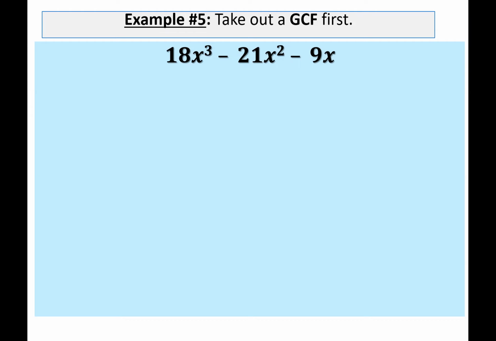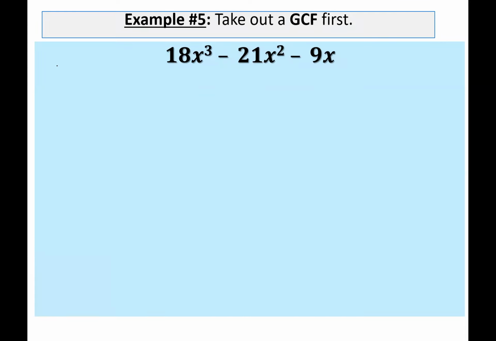All right, so example 5 is where we're picking up. You can see it says take out a GCF first. Now, even if you don't see that given to you as an instruction, we should always be checking for a GCF. There hasn't been one yet in this lesson so far, but we're about to see some problems where there is a GCF, or a greatest common factor. So 18x to the third minus 21x squared minus 9x. Each of these terms has an x, and each of these numbers is a multiple of 3. So our GCF is 3x.